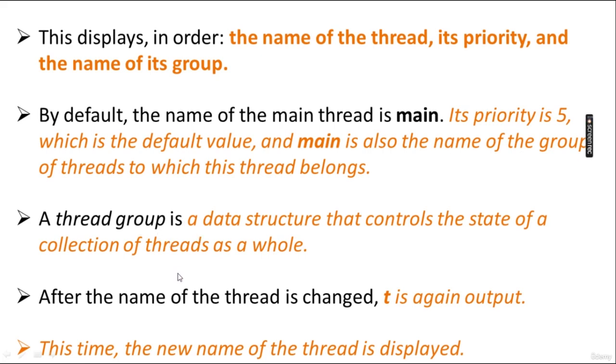A thread group is a data structure that controls the state of the collection of threads as a whole. So the group will handle the whole collection of threads together. After the name of the thread is changed, t is again output and redisplayed. The new name of the thread is displayed again.